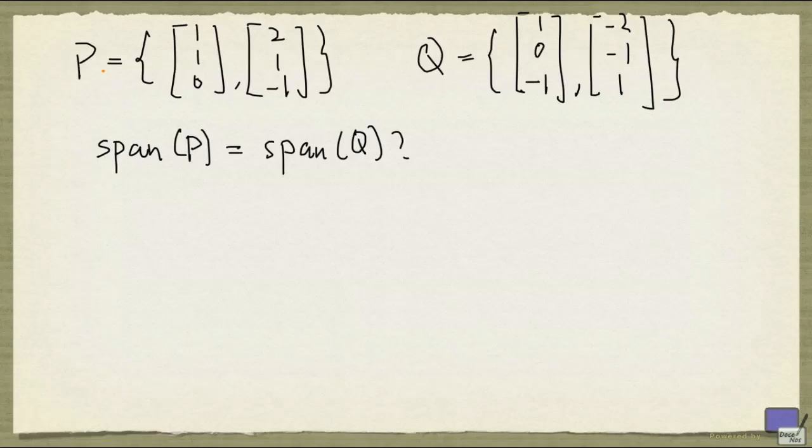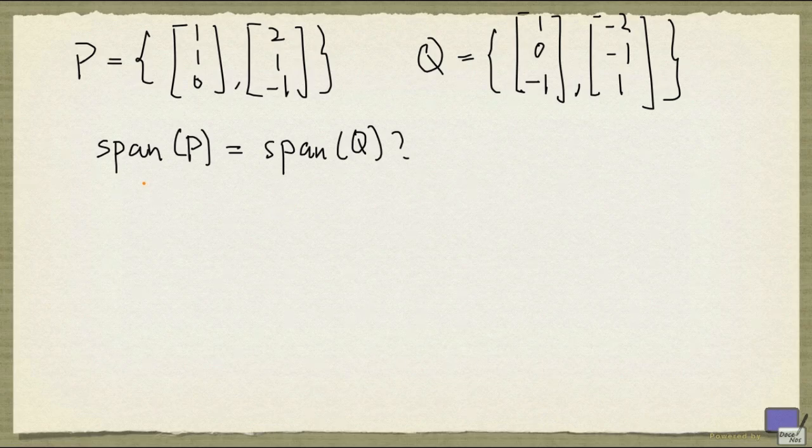Consider two sets of vectors, p and q, where p contains the vectors (1, 1, 0) and (2, 1, -1), and q contains the vectors (1, 0, -1) and (-2, -1, 1). Suppose that these are vectors in R3. Is the span of p equal to the span of q? So we are trying to determine if the two sets of vectors are equal.